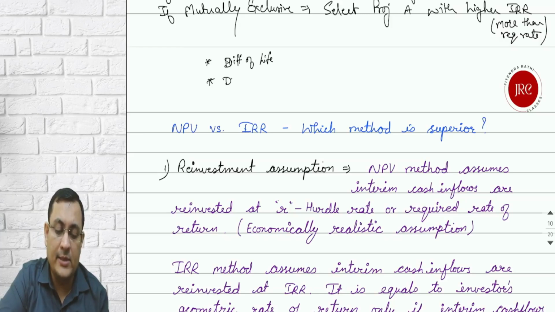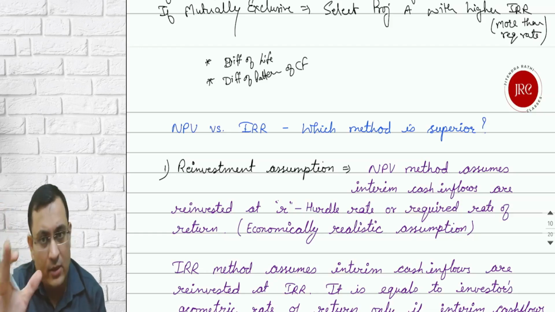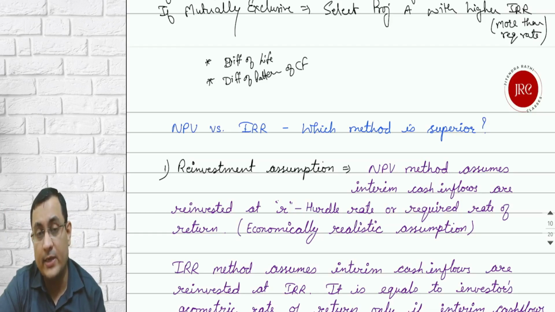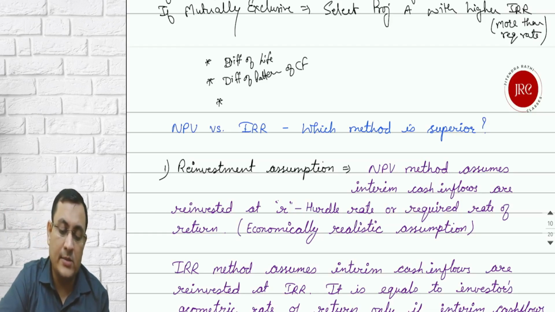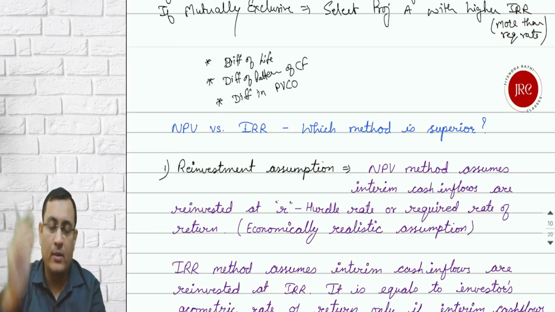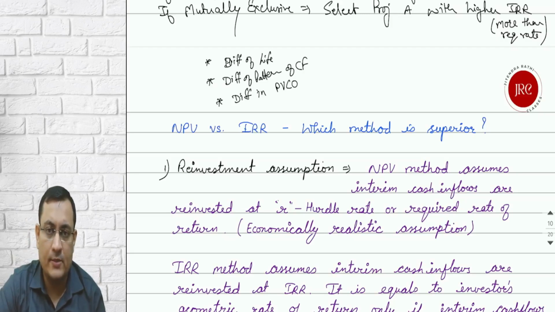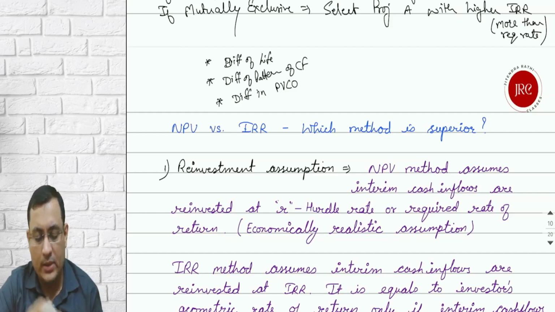Another is when there is a difference in the pattern of cash flow. One project gives cash inflows in ascending order, the second gives cash flows in descending order, then also there may be a difference in the decision. Third case, when there is a huge difference in your PVCO, that is your initial investment. One is of 1 million, and the second is of 20 million, and you have to select only one of these projects. Then in these cases, there can be a difference of selection between these two methods.